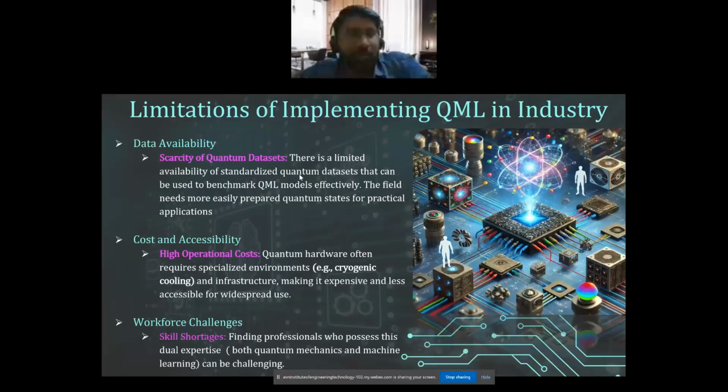And then the workforce challenges. Skill shortage. Since it's an initial technology like AI, right, the future will depend on quantum machine learning, right? It will affect each and every industry, right? So skill shortage is the major limitation, right? We need professionals to work on quantum machine learning. Without that workforce, we cannot implement quantum machine learning in the industry. So these are all the different limitations we are seeing here.